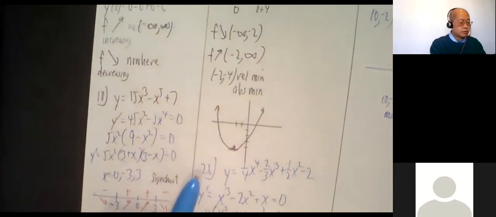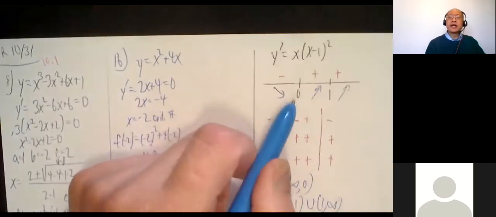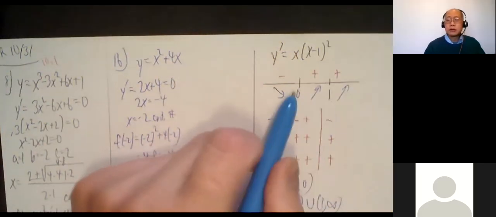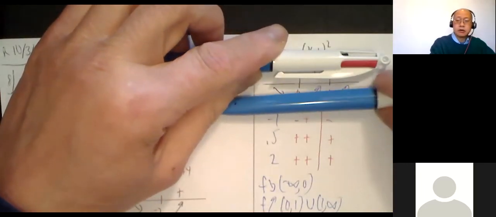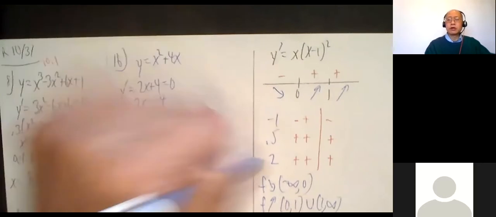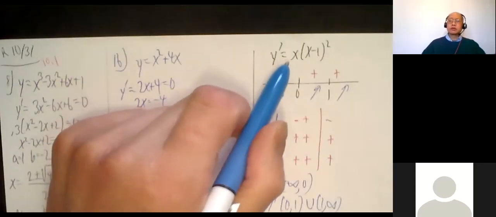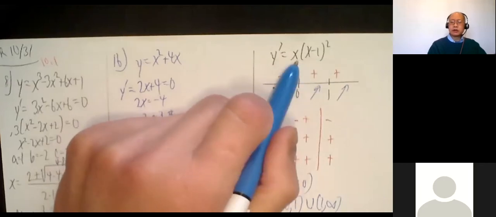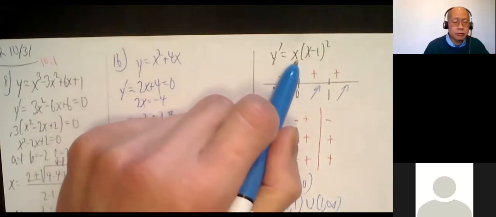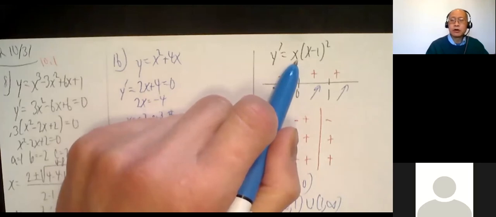Right, sign chart. Y prime, where'd it go? X times x minus 1 squared. Okay, I lay down 0 and 1. Okay, temporarily ignore this. Ignore the arrows, just 0 and 1. Why 0 and 1? Because that's where the derivative was 0. Plug in 0, you get 0, right? Plug in 1, you get 0. If I plug in any other number, I do not get 0, which means it's either positive or negative.